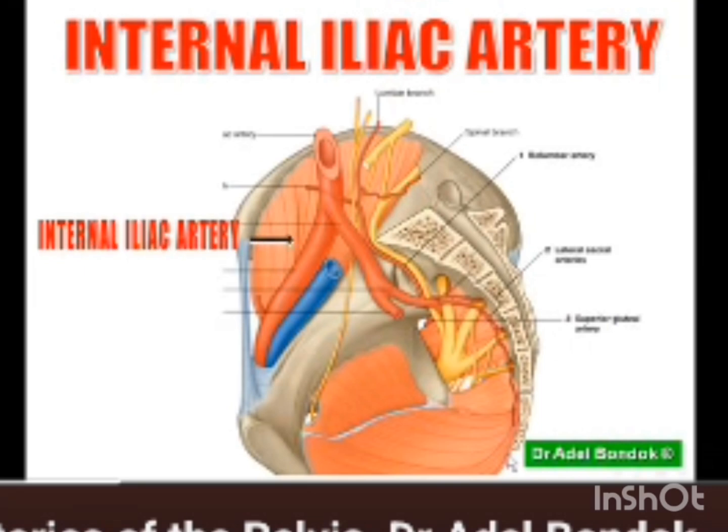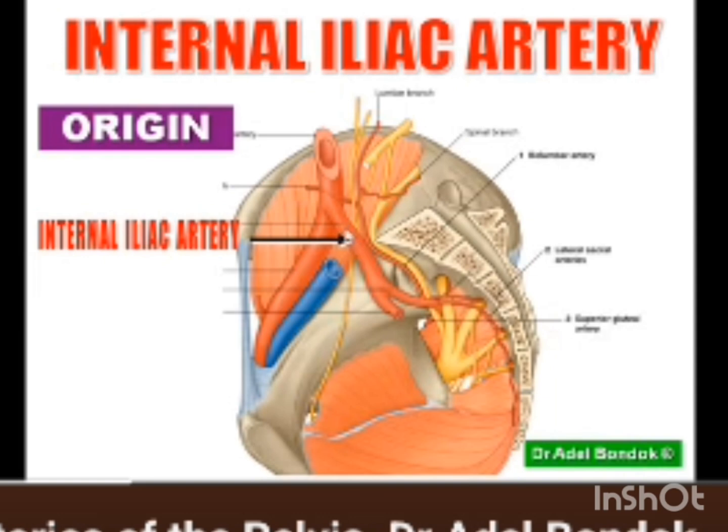The main artery of the pelvis is the internal iliac artery. This internal iliac artery is one of the two terminal branches of the common iliac artery. The common iliac artery divides into the external iliac artery and the internal iliac artery. So the internal iliac artery is one of the two terminal branches of the common iliac artery.